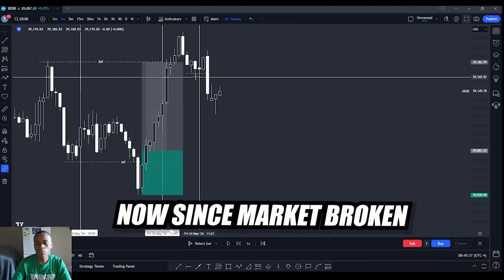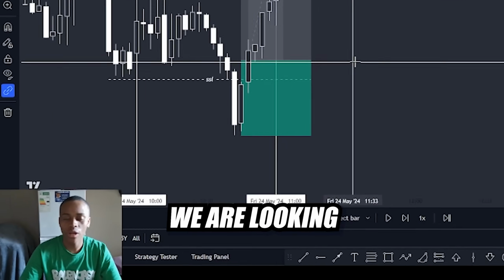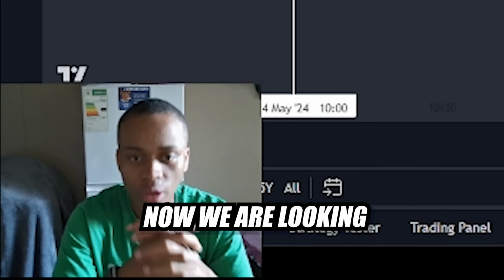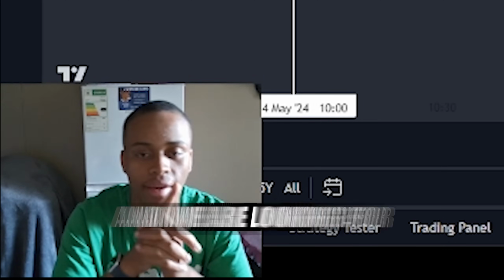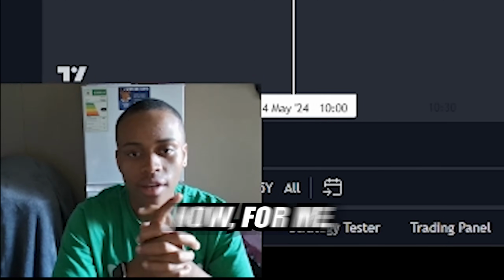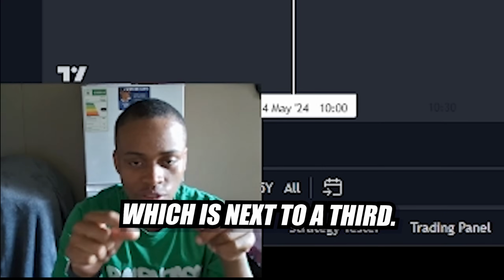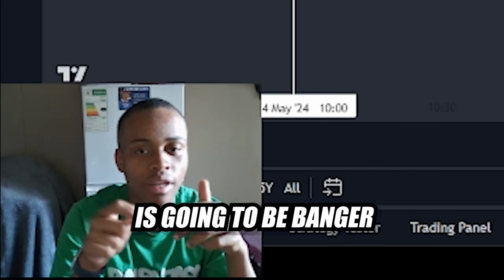Now, since the market broke structure here, we are looking for confluences. What are our confluences now? We are looking for an order block and we are looking for a fair value gap. Now for me, I personally look for an order block which is next to a fair value gap. That's how I know my trade is gonna be a bang.